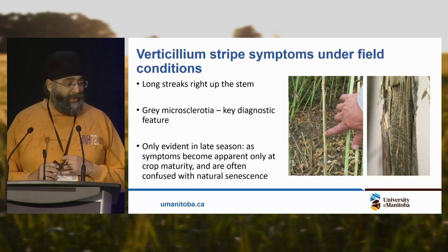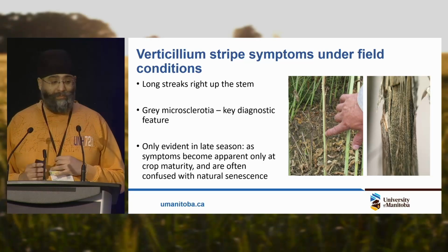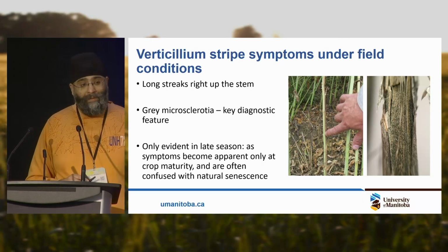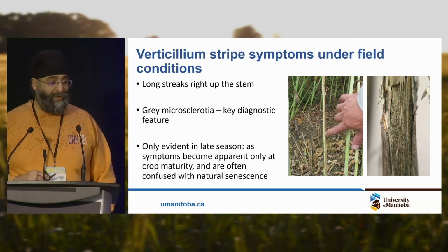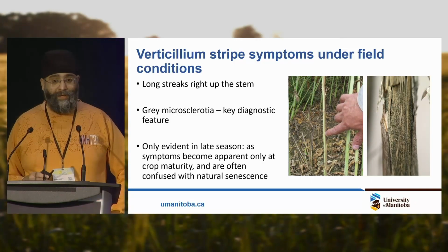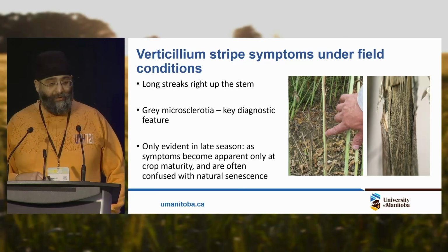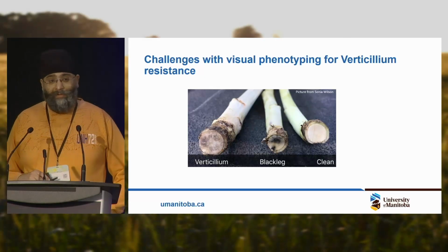It causes these characteristic gray microsclerotia, which can be used to distinguish it from other diseases. One of the important points is that these symptoms only manifest very, very late in the season, so you don't see it until, let's say, right next to the harvest. So if you're scouting for this disease, then you have to be on the field right before the harvest. But it's kind of challenging.